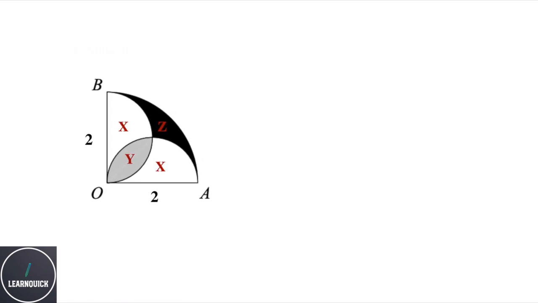So the semicircle OA has a radius of half 2, which is just 1, and the area for a semicircle is pi r squared over 2, so its area would be pi over 2. And in terms of what we label that area, that would be x plus y equals pi over 2.